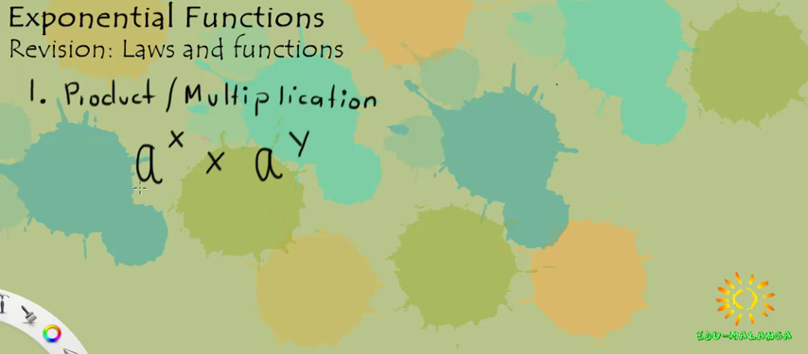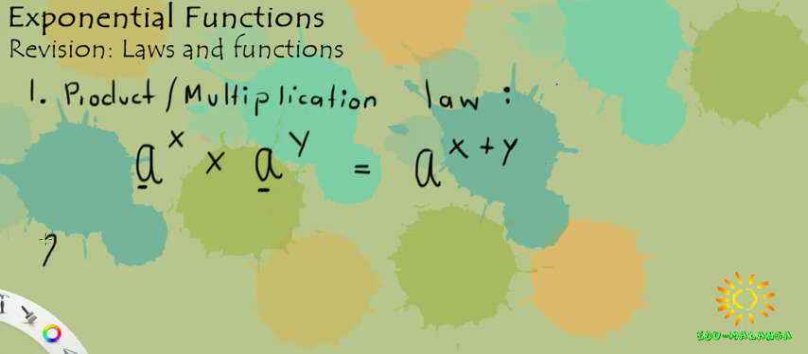What's very important to note is that we have the same base here, right? And the product law tells us that a to the power of x times a to the power of y is equal to a to the power of x plus y. So what happens when you're multiplying two exponential terms with the same base, the powers add.